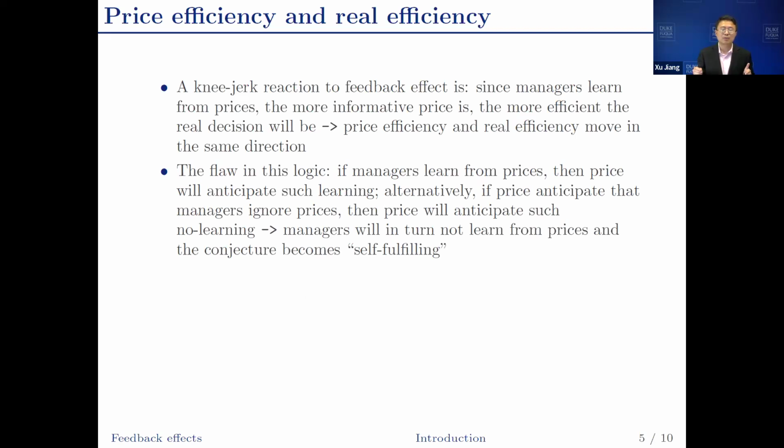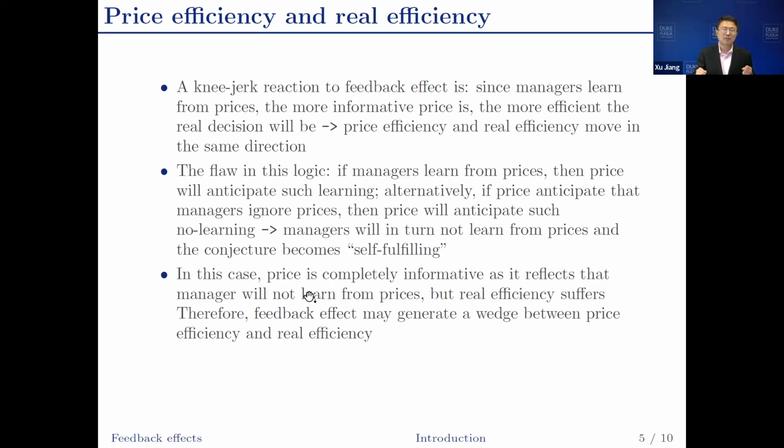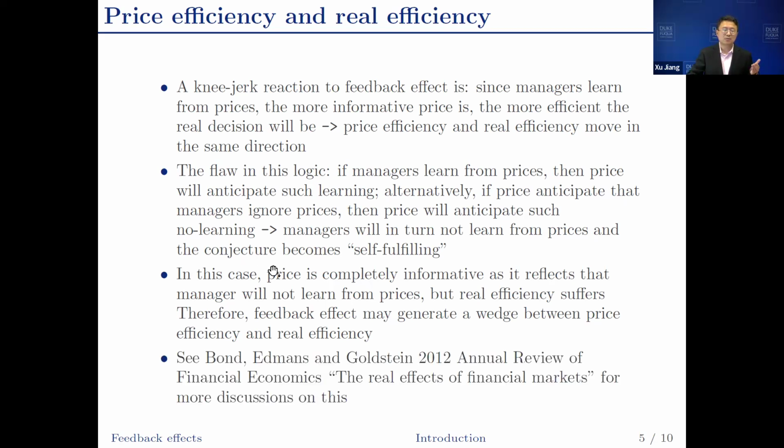If managers can learn from prices, then price is going to anticipate such learning. But at the same time, if managers do not learn from prices, price is going to anticipate such no learning as well. So in this case, managers is not going to learn from prices, and price is going to anticipate managers not learning. The conjecture becomes self-fulfilling. In this case, price is very informative, because price reflects that the manager is not going to learn from prices. But real efficiency is going to suffer. Therefore, feedback effect is going to generate a wedge between price efficiency and real efficiency. For more details, check the review paper by Bond, Edmans, and Goldstein.